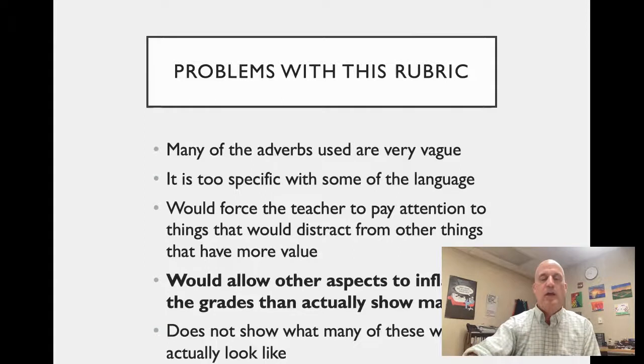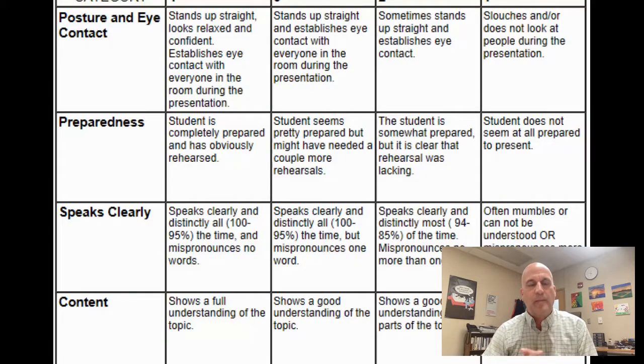Where are they? If you look at in this case, you're looking at the part where it says, speaks clearly, preparedness, posture, and eye contact. If you add all those up, so if a kid comes in, has great posture and eye contact, they have everything they're supposed to have, and they speak clearly, this student would get 16 or 12 points under the 4 category.